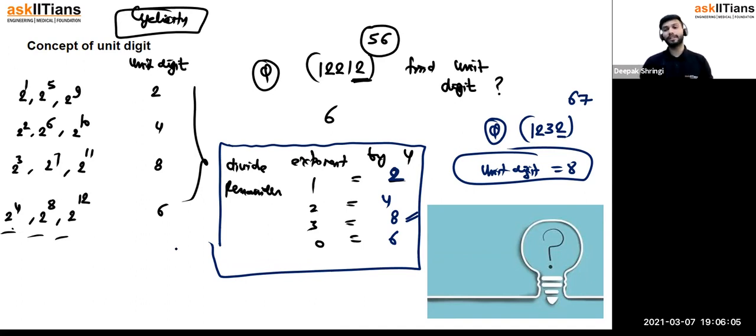in that case the unit digit is 4, the next powers are 3 7 11, if you divide 3 or 7 or 11 by 4 the remainder is 3, and if the remainder is 3 the unit digit is 8, okay. And the last one 4 8 12, if you divide the numbers by 4 you get the remainder as 0, and in that case the unit digit would be 6. That is all about 2, right.